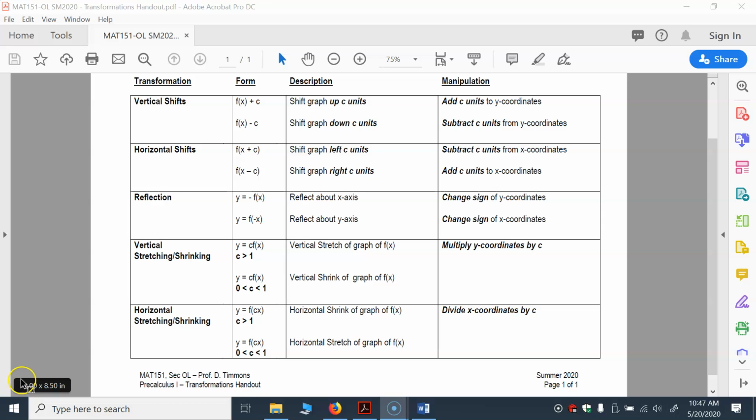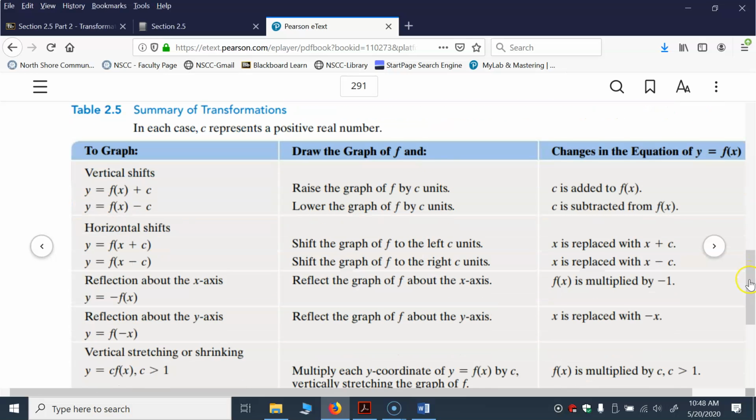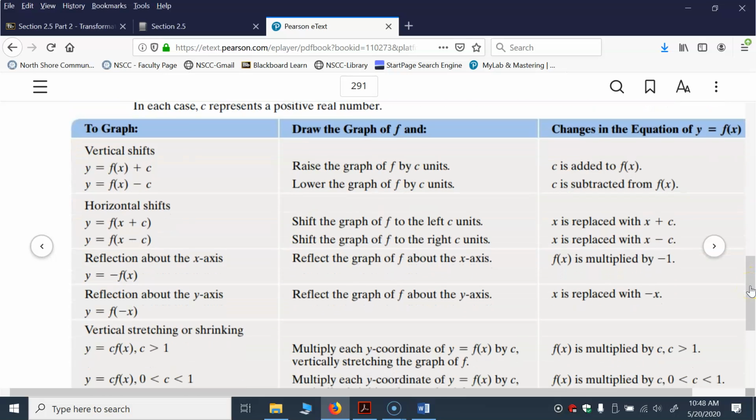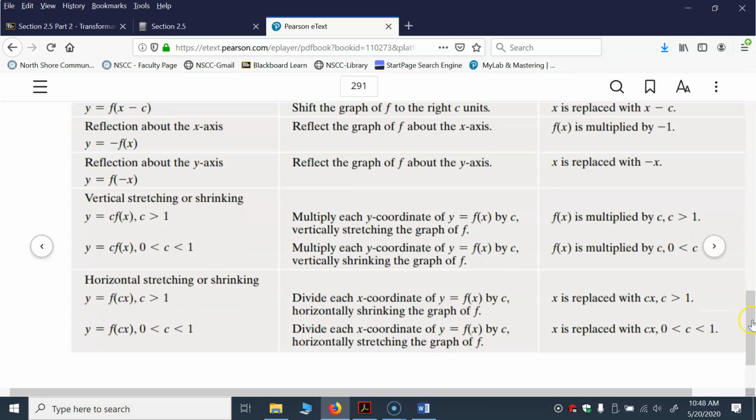Now that we have reviewed all the transformations individually, we'll look at sequences of transformations, when we can get multiple transformations in the same problem. On page 291 of your textbook, it'll start to introduce this topic, and you'll see this summary of transformations, which is what I just showed you in the file that I've uploaded to our Blackboard site.